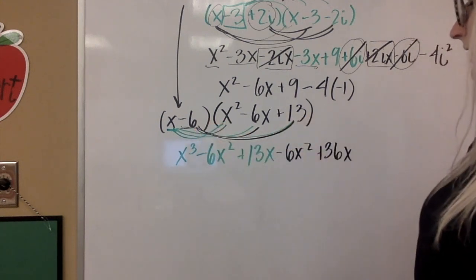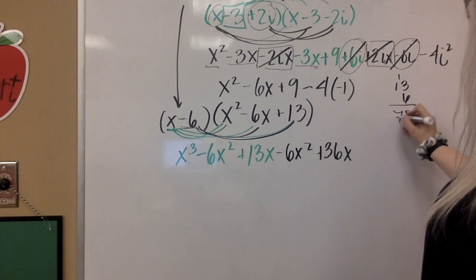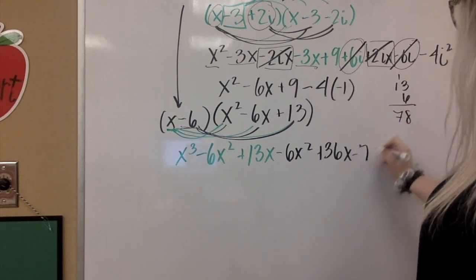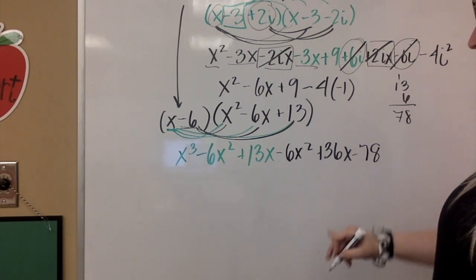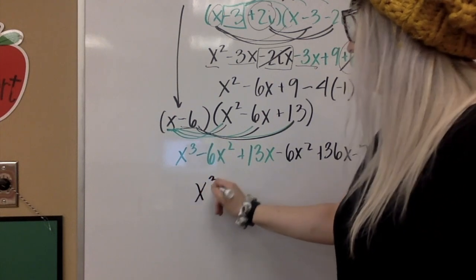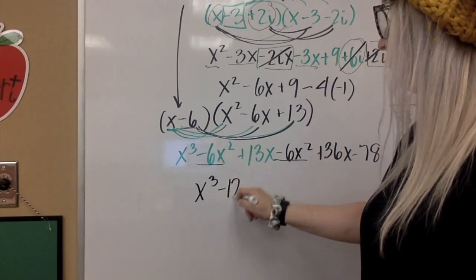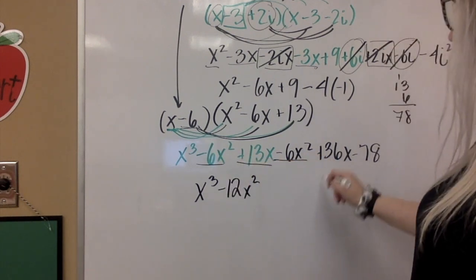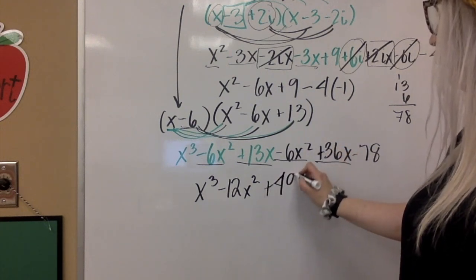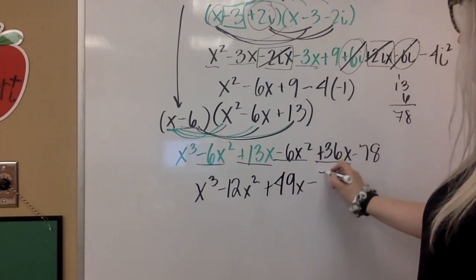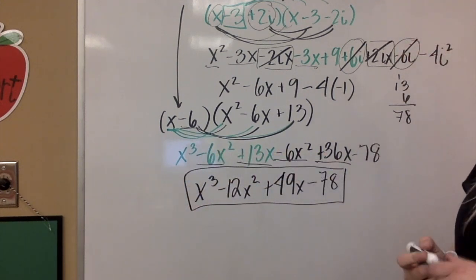And negative 6 times 13, I'm going to do in the corner over here. I'm going to get negative 78. All right, and then last bit is we're just going to combine like terms here. So I have x cubed, negative 6x squared, and negative 6x squared. These will combine, and I'm going to get negative 12x squared. 13x and 36x, I'm going to get plus 49x, and then my constant term at the end, negative 78. So there is your answer for that problem.